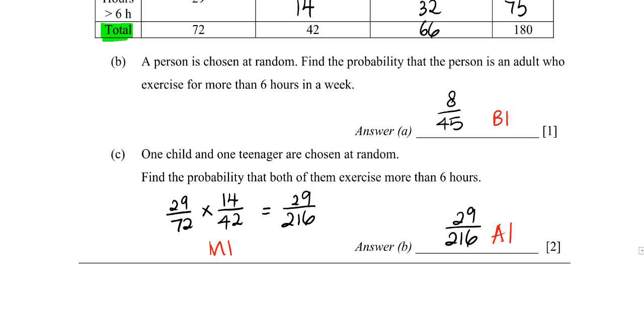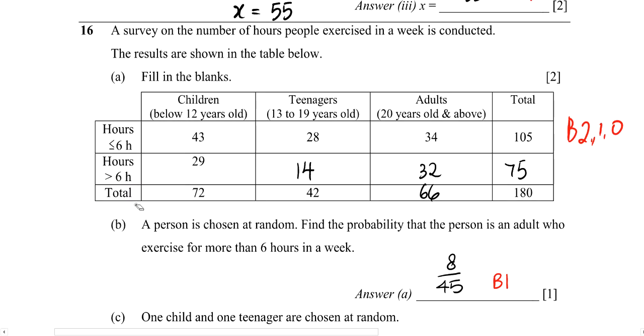Okay, part B. Adult who exercise more than 6 hours a week. Which cell should I be looking at? Adult more than 6 hours per week. This one, right? This is the only cell where I have adults more than 6 hours per week, isn't it? So there are 32 of them out of a total of 180 of them. So 32 divided by 180, you get 8 out of 45.